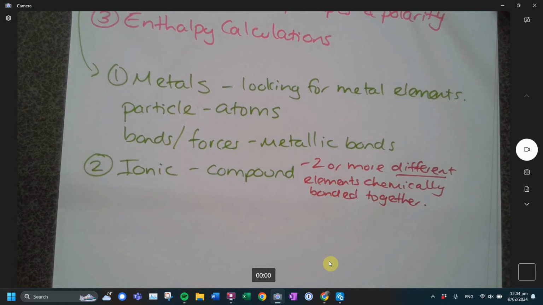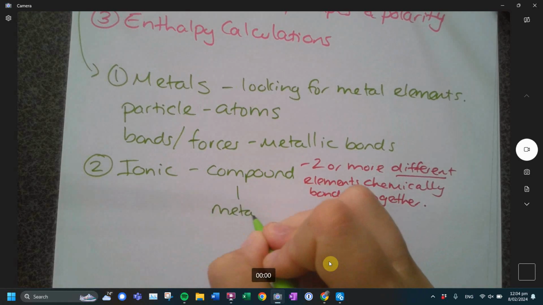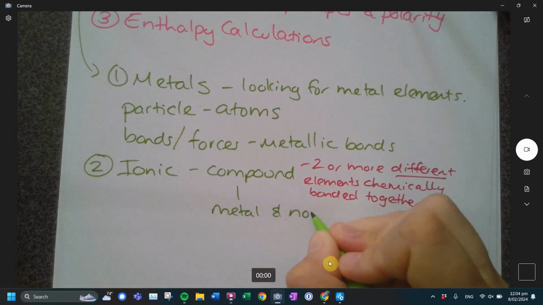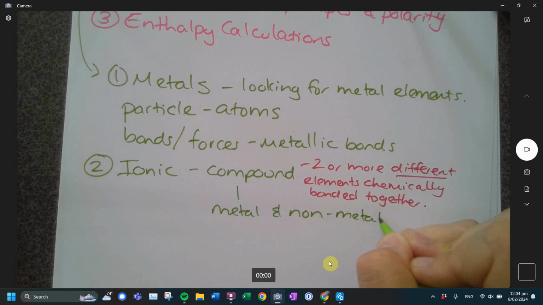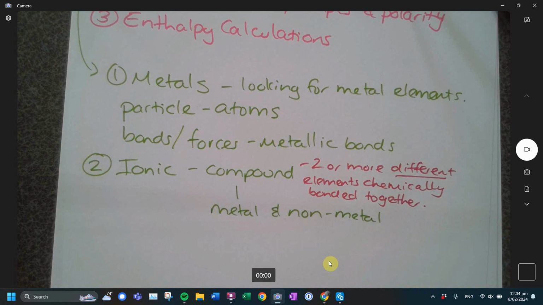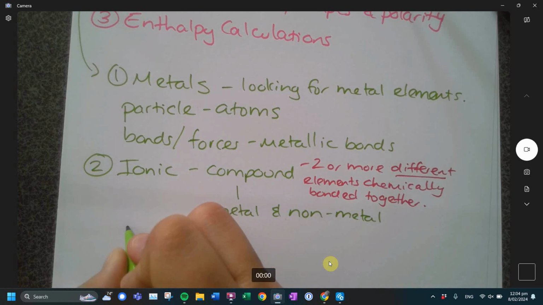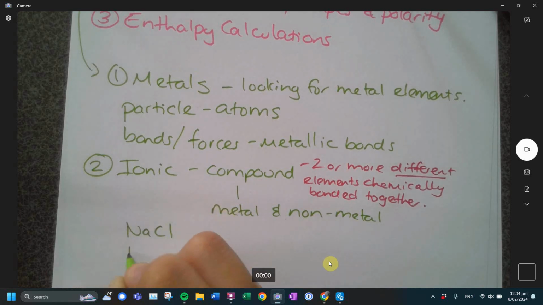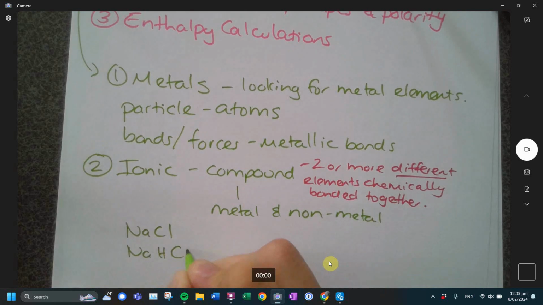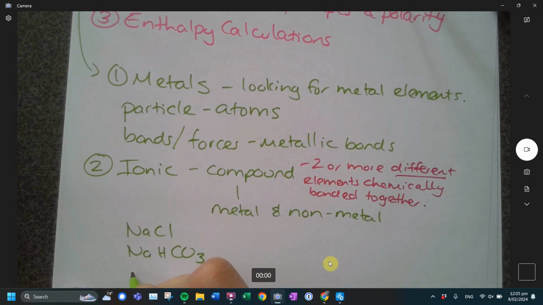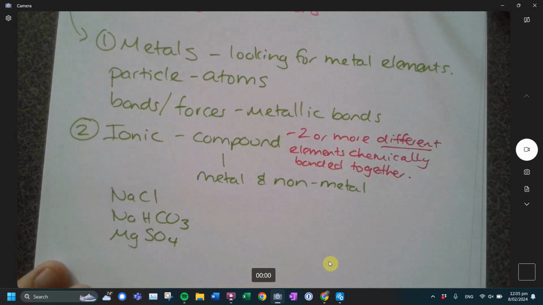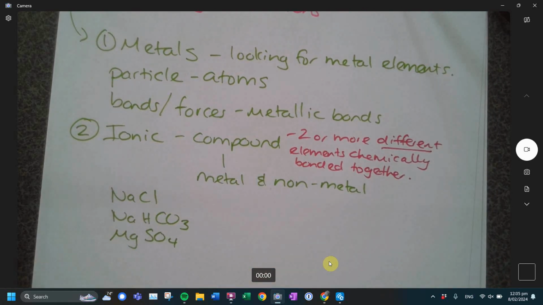So when we are thinking about an ionic compound, we are thinking about something that has a metal and a non-metal. Again, use that periodic table to help figure out what my two elements are. I've put out three examples there: sodium chloride, sodium bicarbonate, and magnesium sulfate, which is our bath salt. Those are the three examples we had on the table.